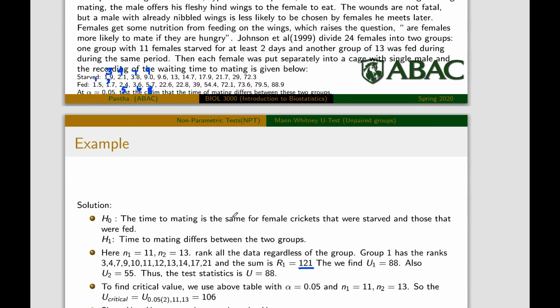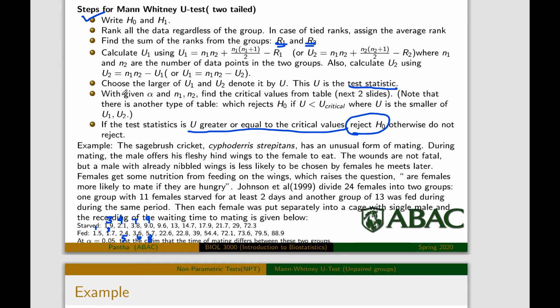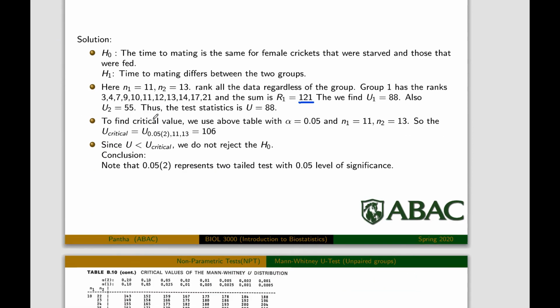Also you find U2. What is the formula for U2? It is N1 times N2 minus U1. If you do that, you will get U2 is 55. So what is the test statistic? It is the bigger of U1 and U2. This is U1 and this is U2, so the bigger of U1 and U2 is 88. This is the test statistic.